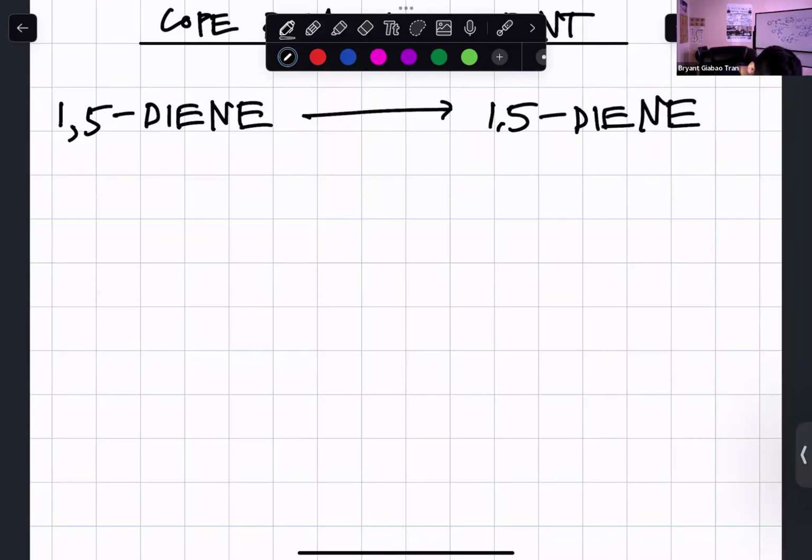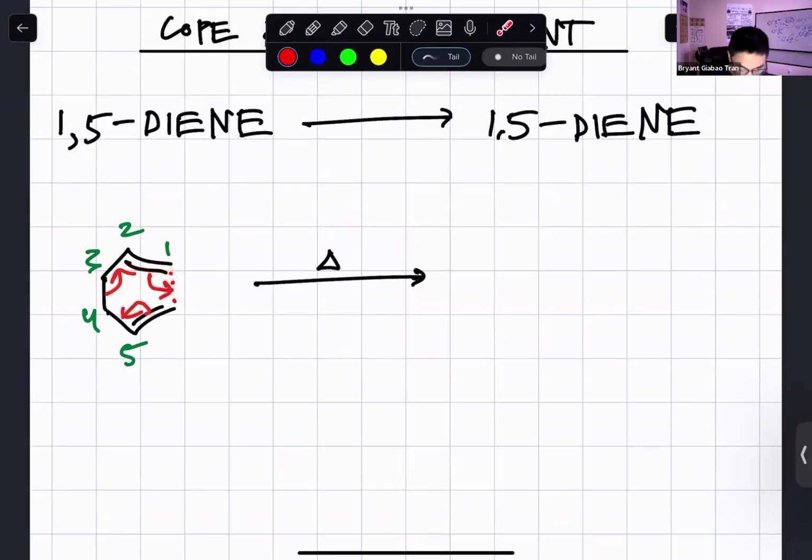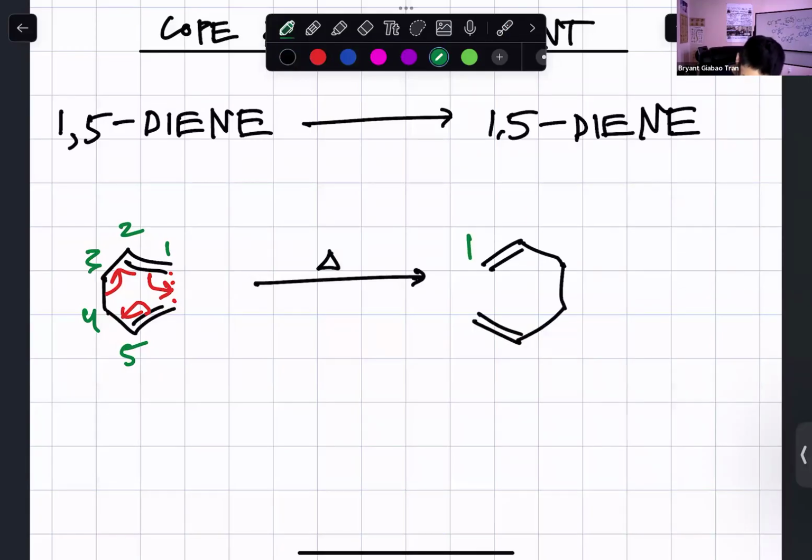1,5-diene, right? Let me make sure it's actually a 1,5-diene. 1, 2, 3, 4, 5. Yeah, 1,5-diene to another 1,5-diene. If you put heat to it, these would be the arrows. We shift this double bond to make a new bond between 1 and 5. We shift this double bond to make a double bond between 5 and 4. We break the bond between 3 and 4 to make a double bond between 2 and 3. And that's going to give us this 1,5-diene as well.